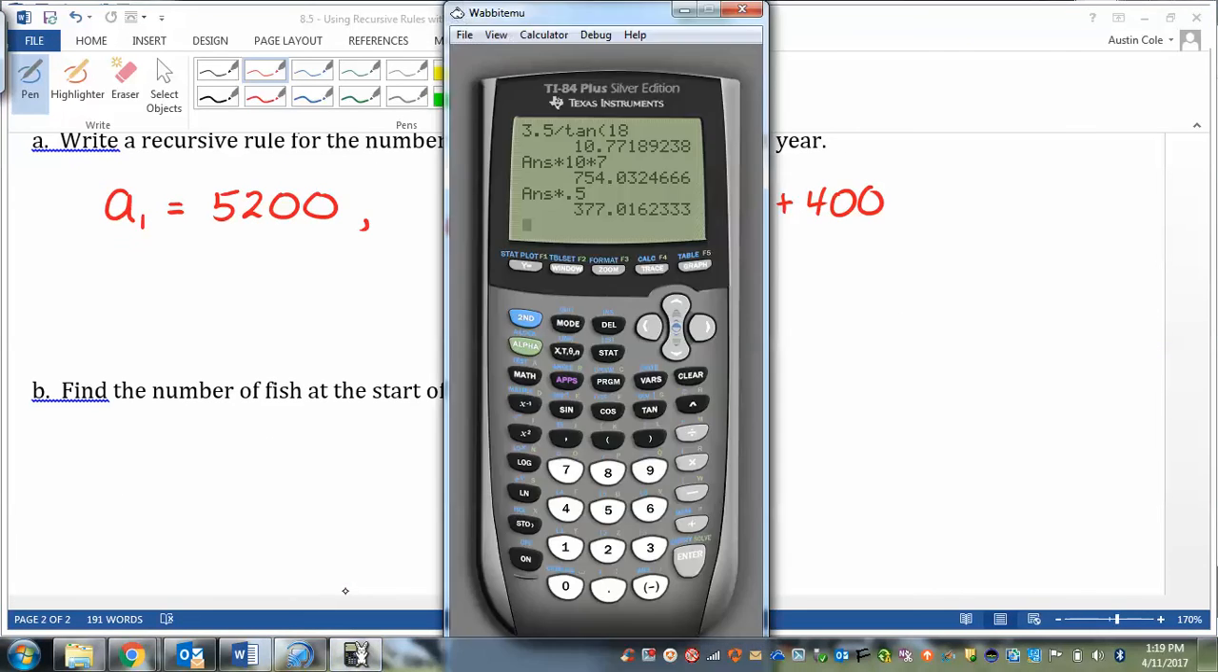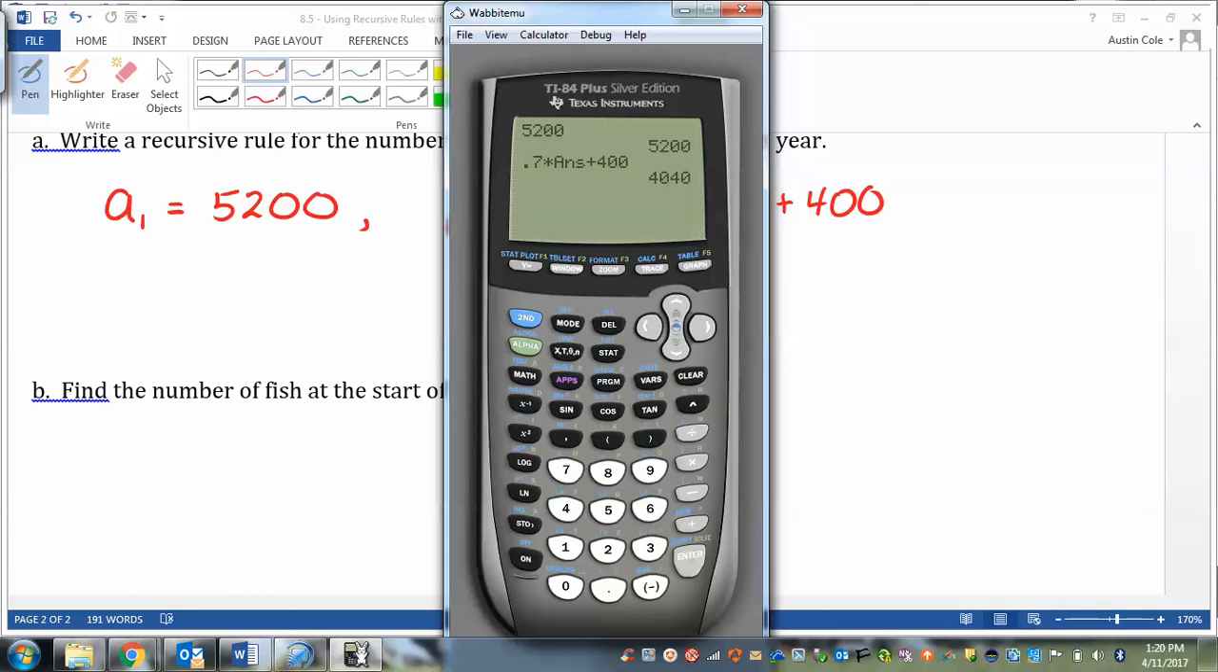Everyone have a graphing calculator, or I guess a calculator? Here's what I want to do. I want to take 5,200, and I want you to put enter. That is now plugged in as what we call ANS, or our answer. Now, what I want to do is take 0.7 times second answer plus 400. Since it's recursive, I'm using my answer of my previous one to figure out the next one. So I'm taking 0.7 times whatever I had last time plus 400 and hit enter.